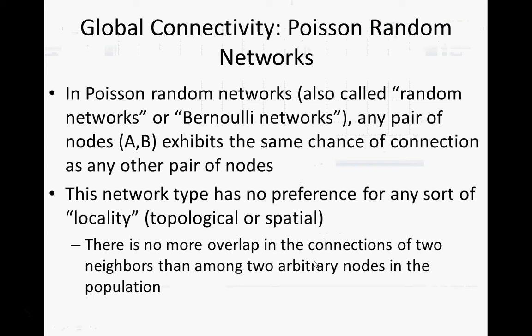This network type has no preference for locality. There's no more overlap in the connections of two neighbors than among two arbitrary nodes. In other words, if I'm connected with Joe, Joe and I are no more likely to have a certain other person in common. If I know a different person, it's no more likely that Joe knows him than any other person in the population. Normally, there are a lot of these triangles. If I know Joe, chances are we have a lot of friends in common. It's just the way social networks form, and there are lots of reasons for that. This is not captured within these sorts of networks.